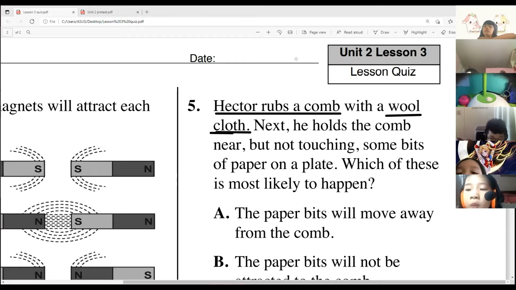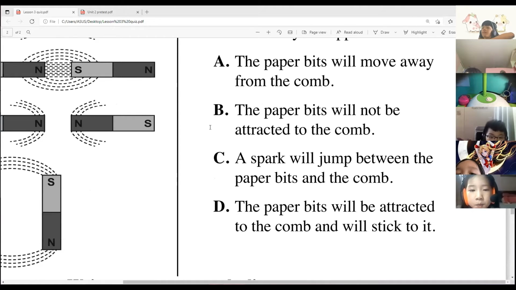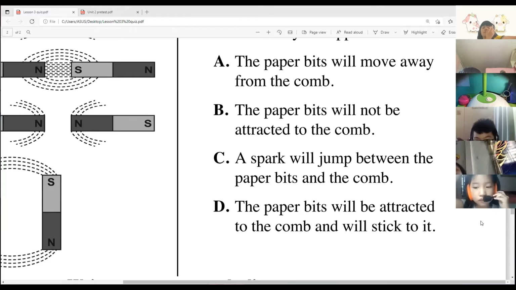So let's read the answers. A, the paper bits will move away from the comb. B, the paper bits will not be attracted to the comb. C, a spark will jump between the paper bits and the comb. D, the paper bits will be attracted to the comb and will stick to it. What happens with static electricity? Milk, what is going to happen?